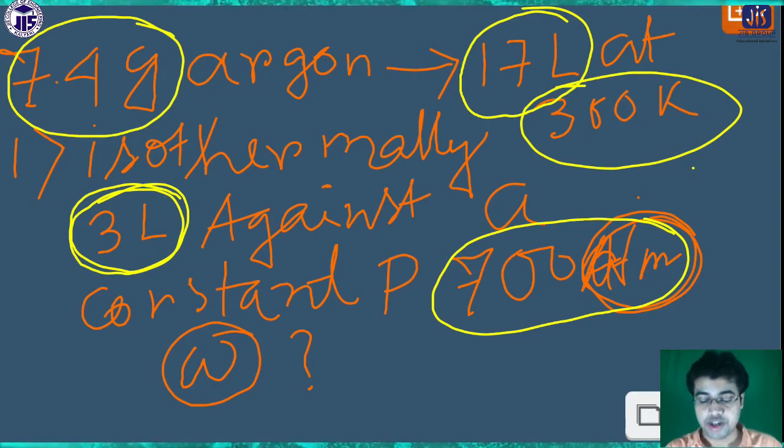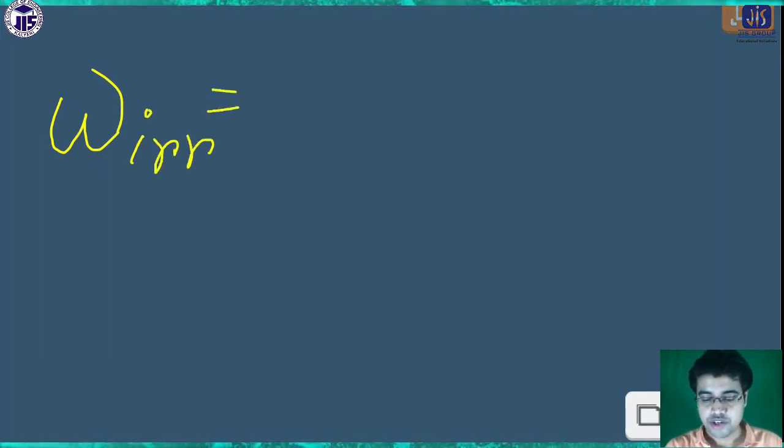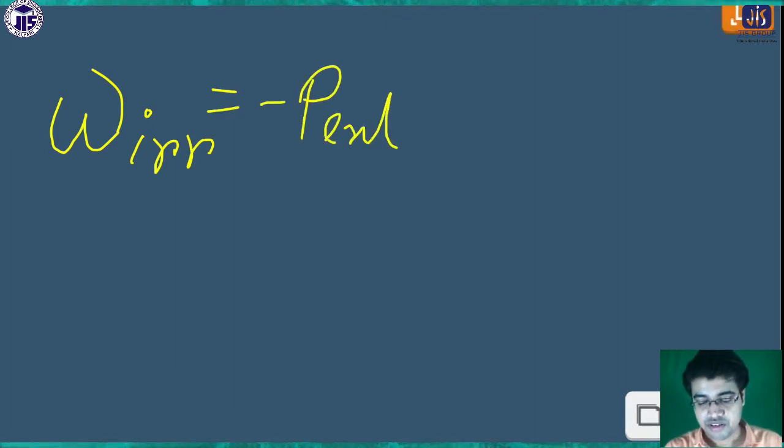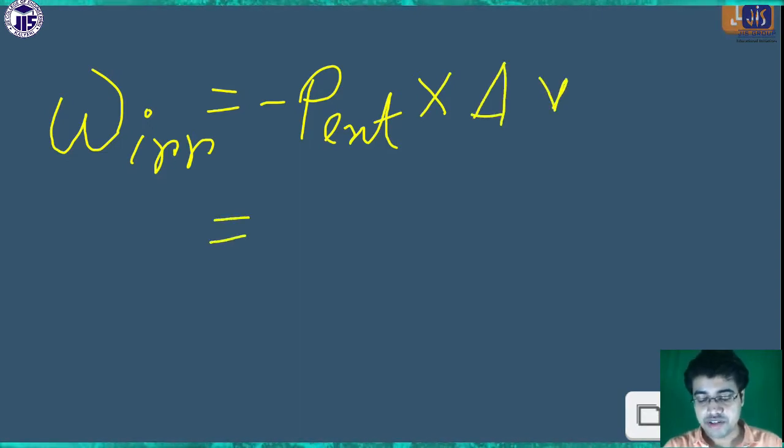So how can we calculate? We can write simply W, that is the work done. Obviously it is the irreversible process, so W irreversible equals minus P ext. This is minus for the expansion work, that is a simple case. This is the sign only for that reason. Delta V.